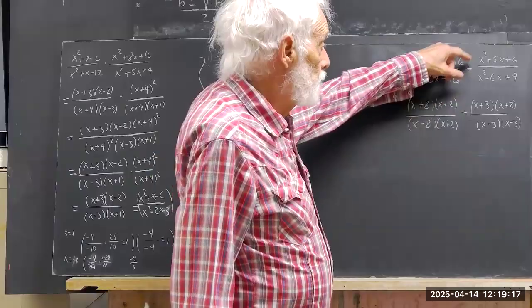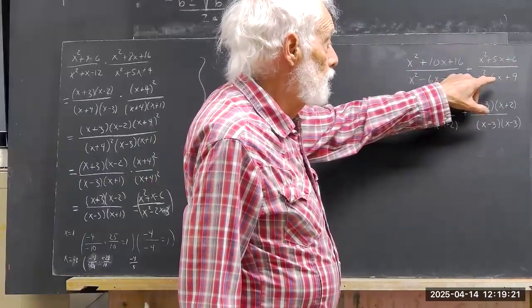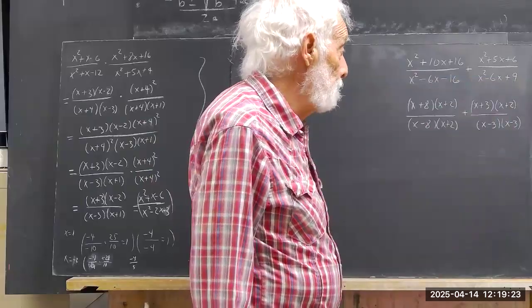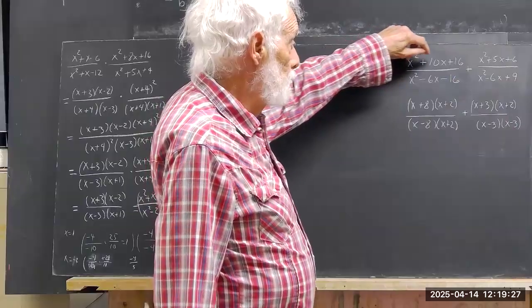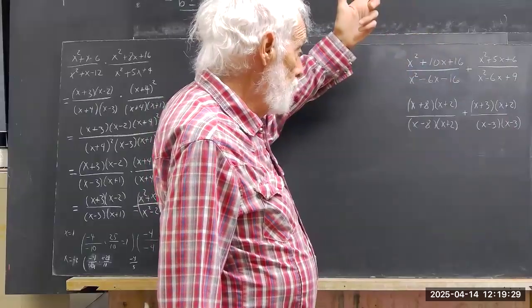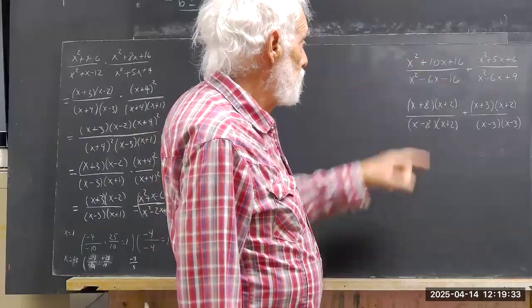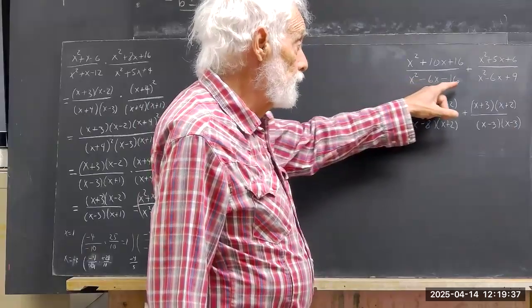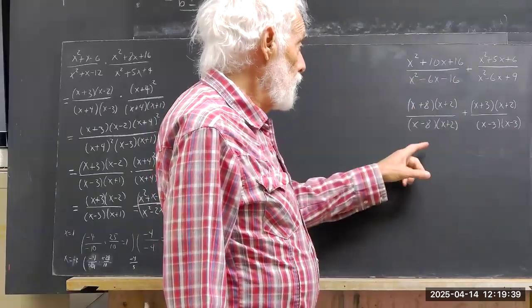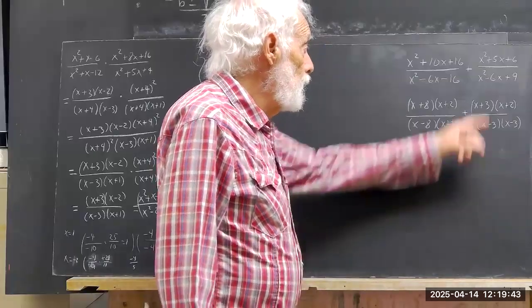Okay, the second fraction is x squared plus 5x plus 6 over x squared minus 6x plus 9. Well, the numerator of the first fraction, x squared plus 10x plus 16, factors as x plus 8 times x plus 2. The denominator is x squared minus 6x minus 16. It factors as x minus 8 times x plus 2.